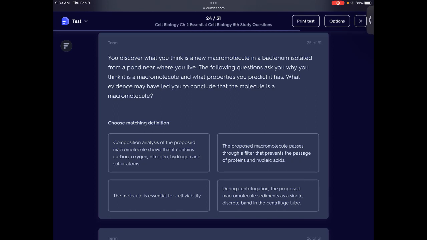Alright, so composition shows carbon, oxygen, nitrogen, hydrogen, sulfur. That doesn't tell us it's a macromolecule, it just tells us it's made of those elements. The molecule is essential. Nope, because there are ions that aren't molecules, because ions are just a single atom. Those are also essential, but they're not molecules, so that one's incorrect. During centrifugation, the proposed macromolecule sediments as a single discrete band, so that means it's one molecule, so that could be it.